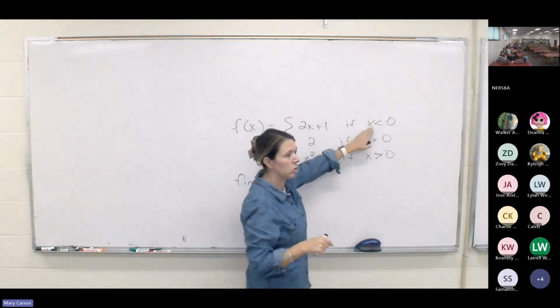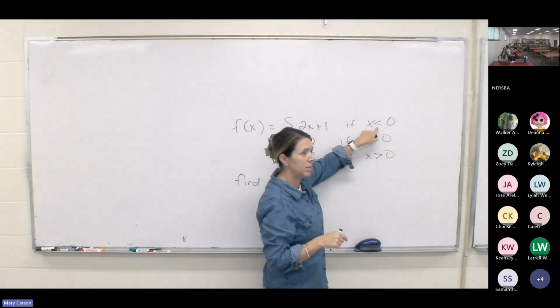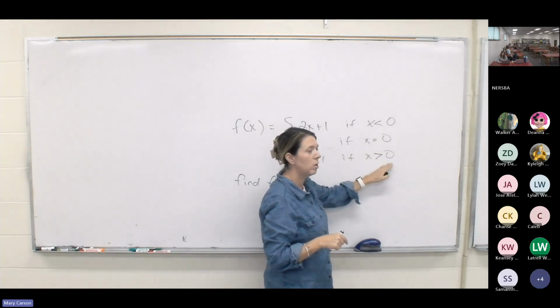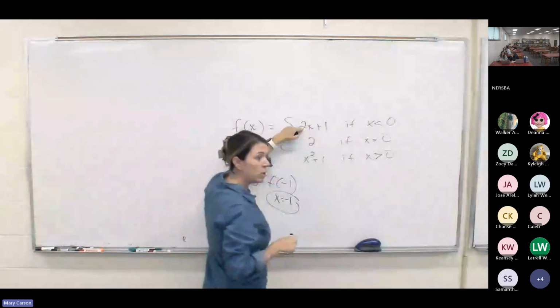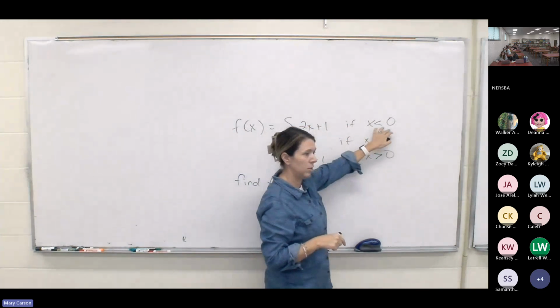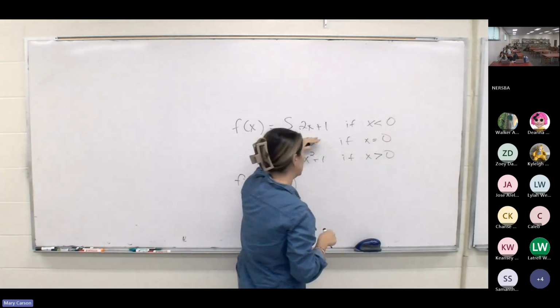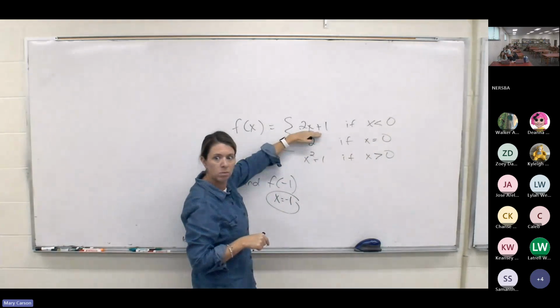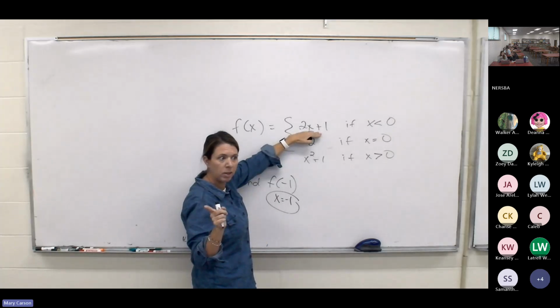So look at our restrictions, right? This one says x is less than 0. This one will be x is equal to 0, and this will be x greater than 0. So we're going to have to go with the first equation because we know that -1 is less than 0. So we're not required to use these two. You're only going to plug it in this one. Okay, everybody good?